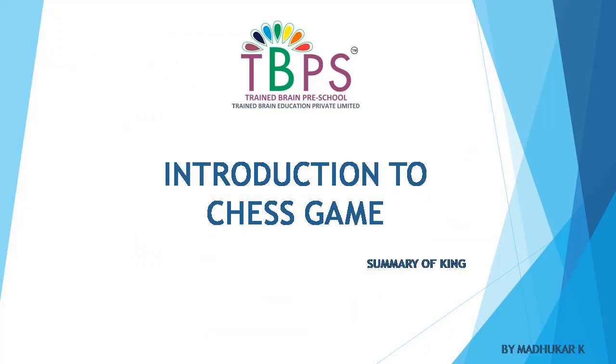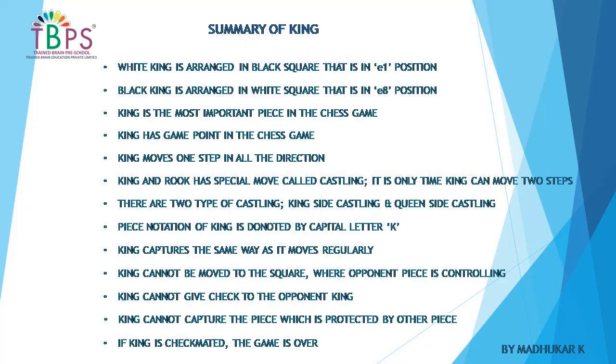Now we will see the summary of the king, what we have learned so far. The white king is arranged on a black square, that is in the E1 position. The black king is arranged on a white square, that is in the E8 position. The king is the most important piece in the chess game. The king has a game point in the chess game. The king moves one step in all directions.